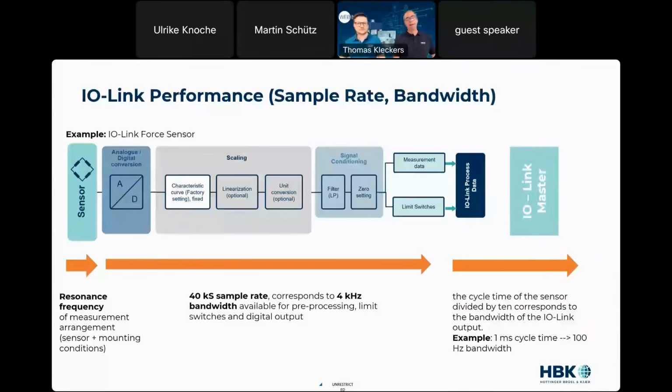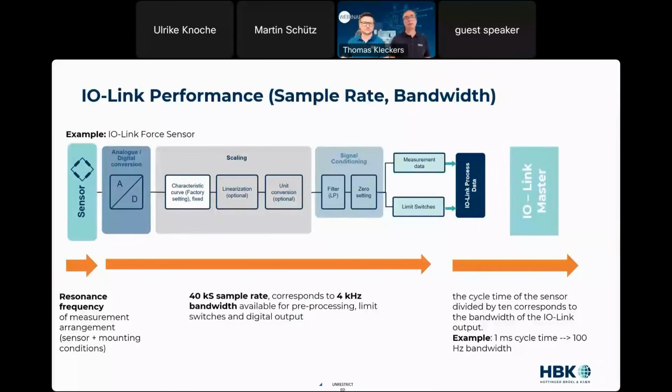Now we have to put out the data via an IO-Link master. An IO-Link master is something that tells the device, give me the data, and then we talk about cycle time. So the question is, how often can your IO-Link master get data from the devices? And this is different from model to model. So this is not an HBK device or sensor problem. It is the question of choosing the right, fast IO-Link master.